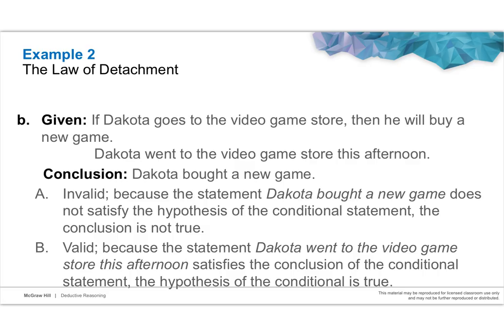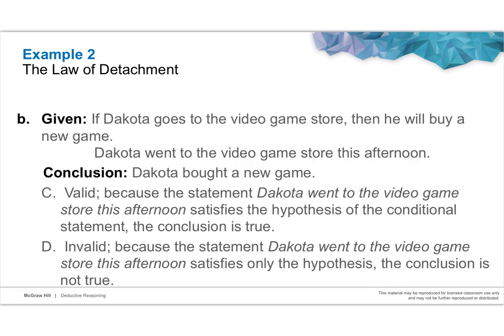For choice B, we have valid because the statement Dakota went to the video game store this afternoon satisfies the conclusion of the conditional statement. The hypothesis is true. Or choice C, valid because the statement Dakota went to the video game store this afternoon satisfies the hypothesis. And of course, we know it's the hypothesis, right? If P, then Q. So P is true, therefore Q is true. And so we have C as our reasoning behind valid.